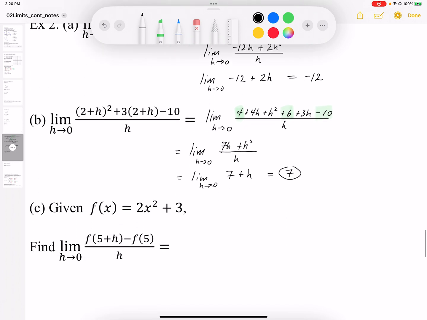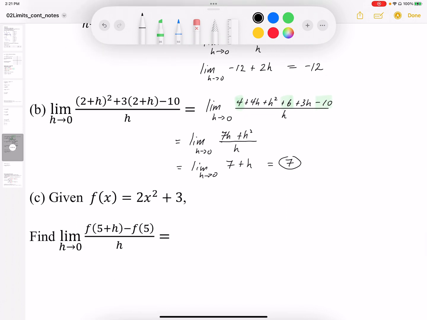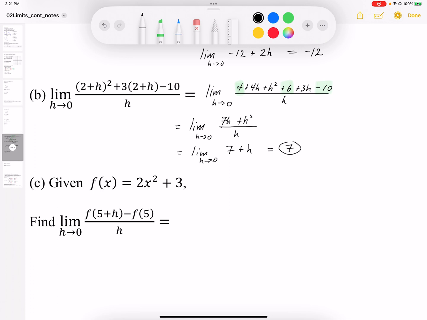This next one is very similar. We're going to plug in our 5 plus h into that expression. So I've got my f of x. There's my f of x. I'm just going to replace the x in my f of x with a 5 plus h, and then I'm going to evaluate that expression. Okay, so this is using that function notation.